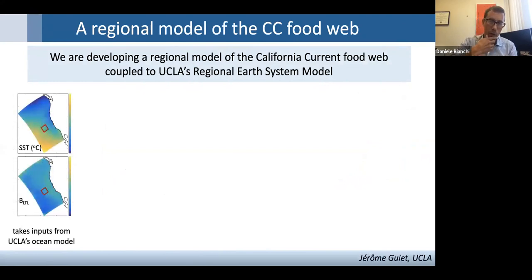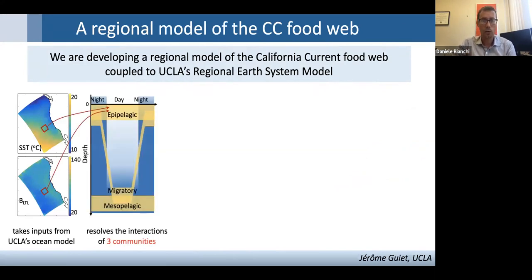And in this slide, I'm gonna guide you very quickly, since I don't have much time, how the model is designed. It takes input from our ocean model, ocean biogeochemical and circulation model, for example, temperature, but also biomass of lower trophic level, phytoplankton, zooplankton, and detritus biomass. This input is utilized to define habitats and drive and resolve the interaction of three communities of fish. The epipelagic community in the top couple of hundred meters, a mesopelagic community that is more dominant offshore, and a migratory community that moves between the surface and the mesopelagic.